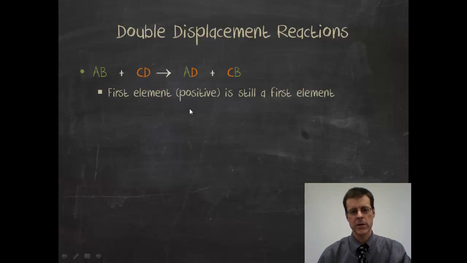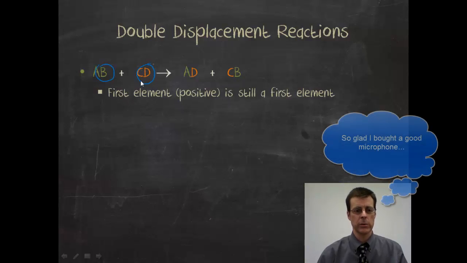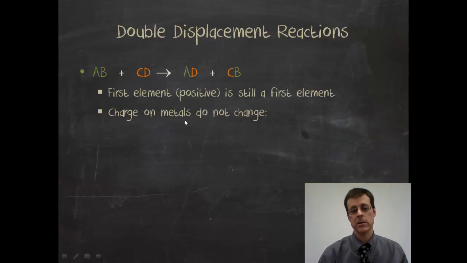And a couple quick little things about that you don't need to write down because you already know this, is that the first element is still the first element. So when you get to the point where you are trying to predict the products, you're not going to end up doing the B of the first one with the D of the second one, because those will be two negative ions going together, and that's not going to happen. Second thing is that the charges on the metals do not change. Now, of course, with this very generic example, there are no charges.